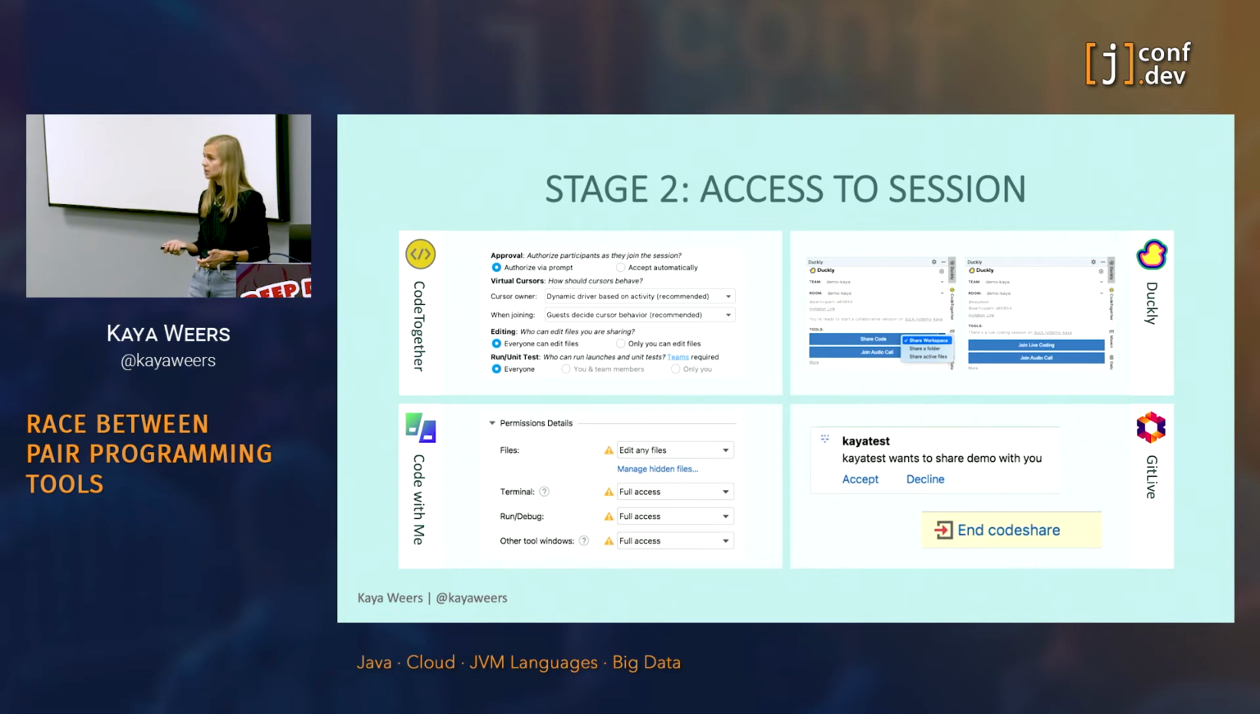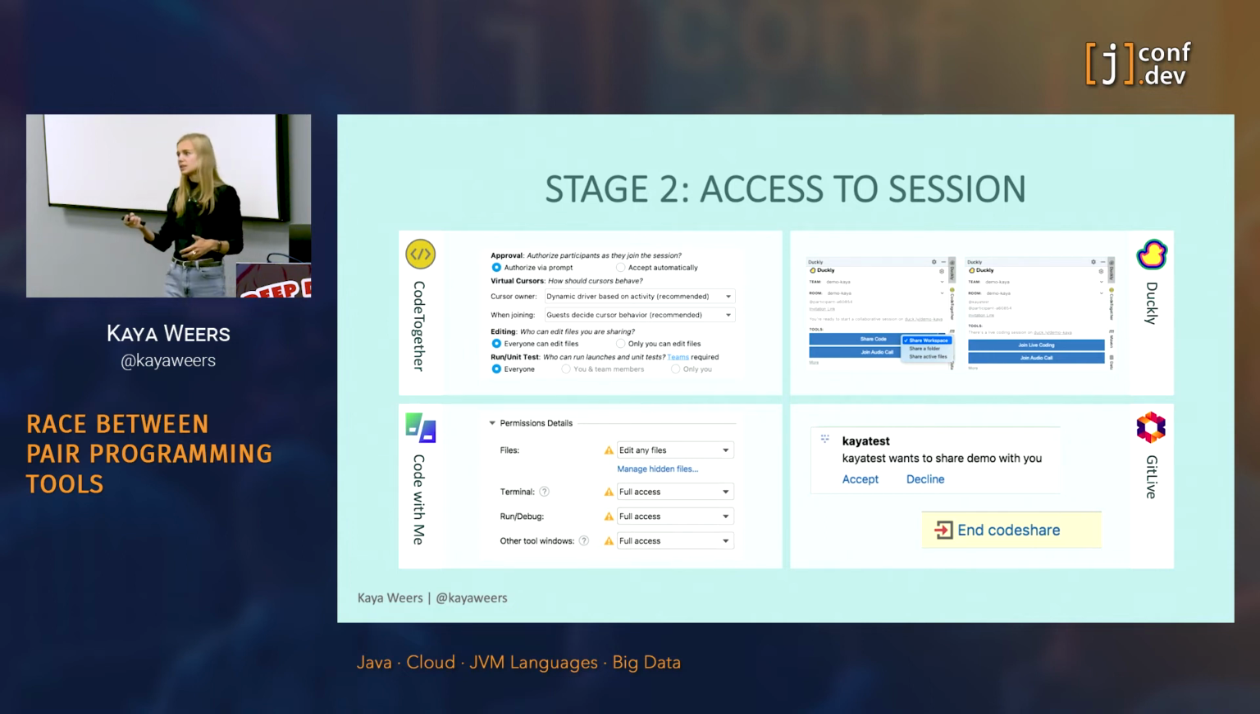GitLive works differently because people are already on the same repository, and you just invite someone and they click accept if they want to join or not accept it. And then Code with Me works with the URL, and that's the only option you have to join. So that's how you know there is a session.